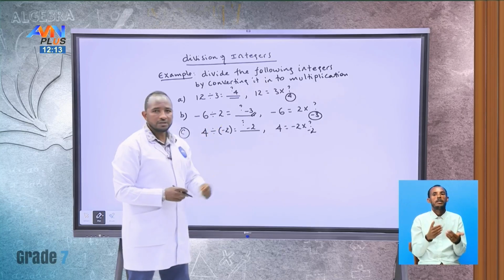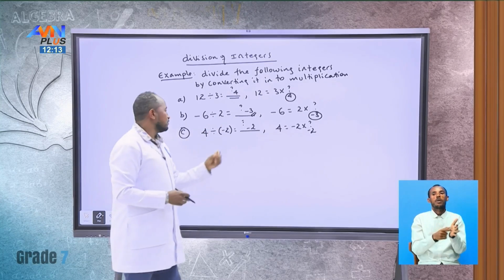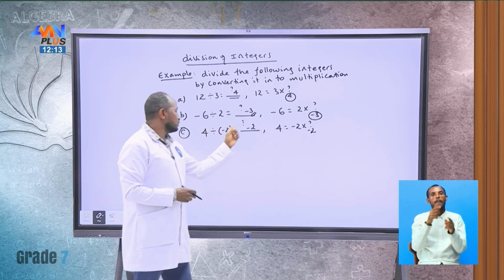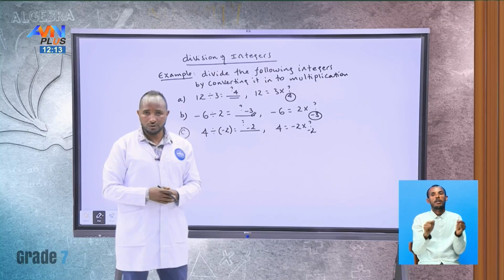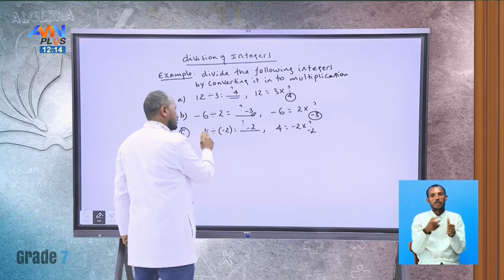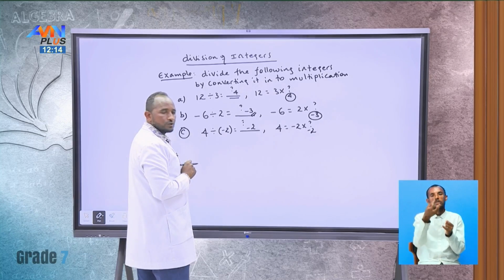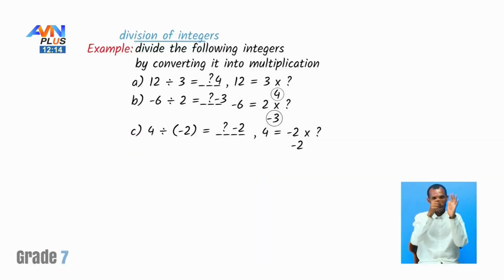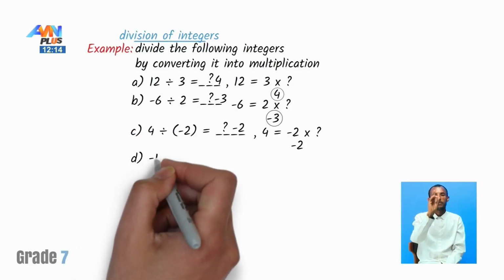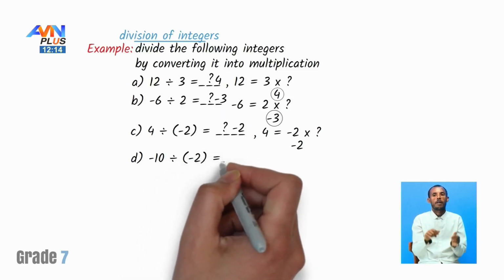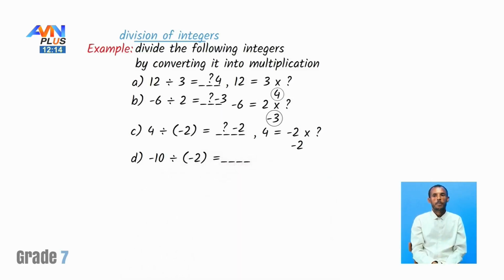simply determine the sign of the quotient. If one of the two numbers is negative, the quotient will be negative, and divide the number as usual. So here, 4 divided by negative 2, you divide 4 by 2. 4 divided by 2 is 2. The answer will be negative. Again, let's add one more example. Let's take this: negative 10 divided by negative 2. What will be the answer?